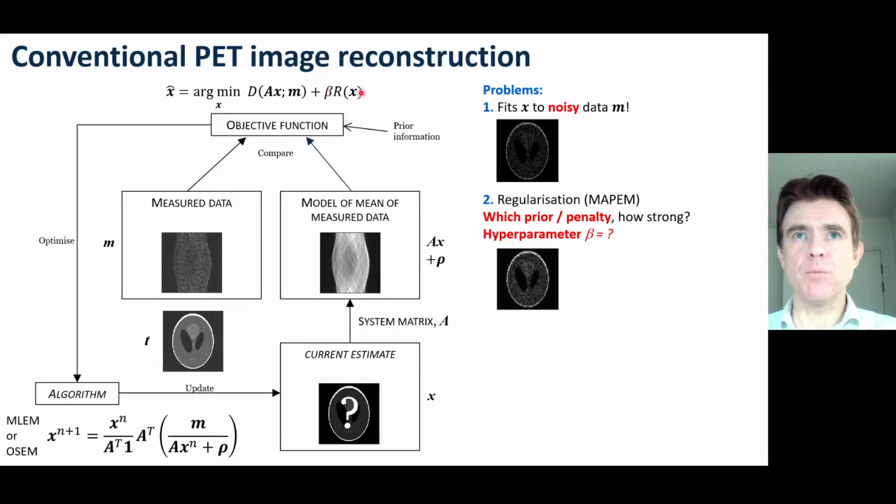close. But the problem with this, as I was saying, is that we don't know how strong to make that. And furthermore, we don't even know what kind of penalty function R to use.